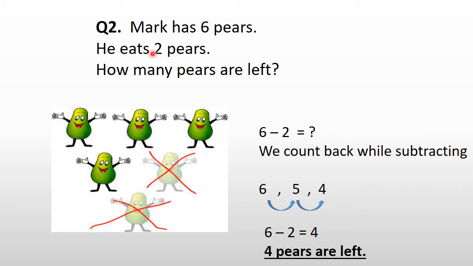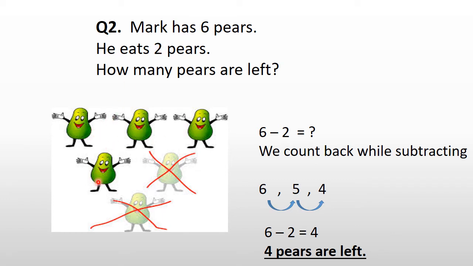So here you can see question number 2. Mark has 6 pears. Now Mark has how many pears? 6 pears. And he eats how many pears? He eats 2 pears. Okay. So Mark had 6 pears and he ate 2 pears. That means now these 2 pears are no more there. So how many are left? In left, what do you do? You always minus. So 6 minus 2.